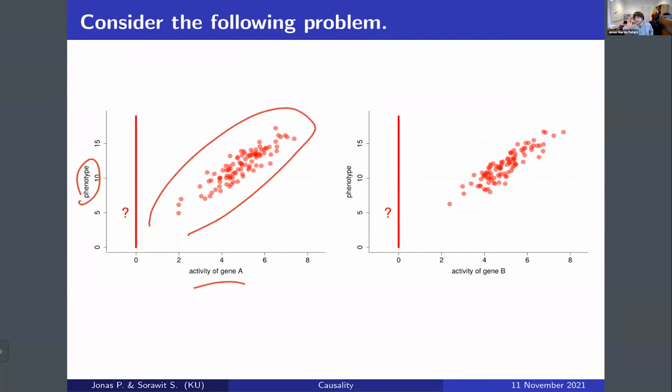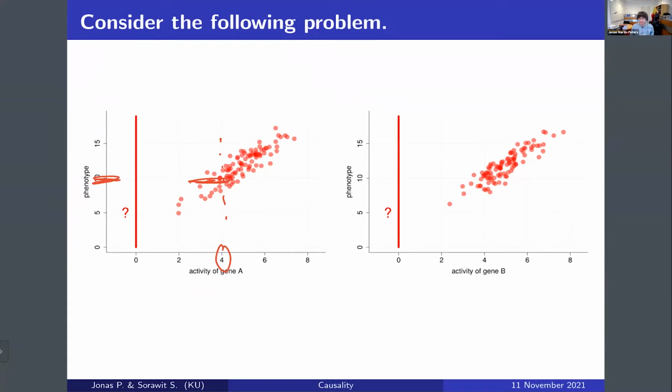Now, what we are very good at, and you hear about all these success stories, of course, also in the newspapers, is prediction tasks. So given a certain value, let's say in this case of the activity of gene A, what is the best prediction for the phenotype? For example, if we observe that the activity of gene A lies around 4, then what is the best prediction of the phenotype? Well, maybe it lies around this value, so around 10-ish.